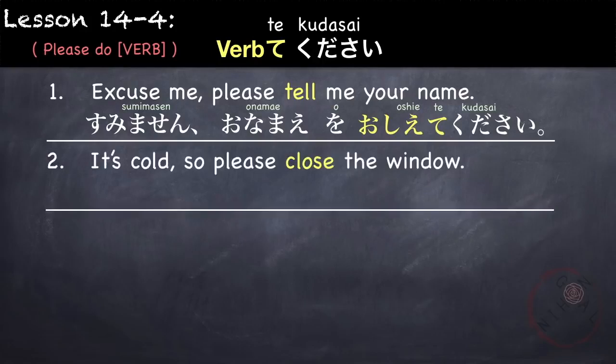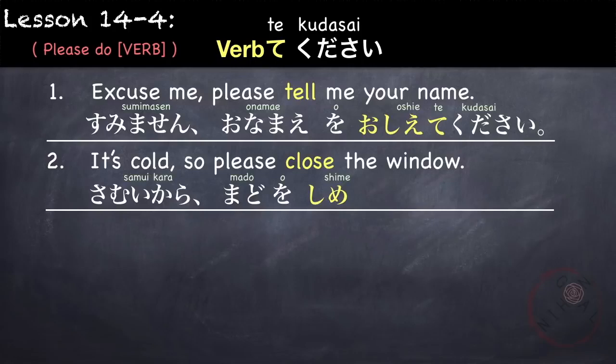It's cold, so please close the window. It's cold is samui kara. So, please close the window. Window is mado. Mado o close is shimemasu. We remove mas and replace that with te. Shimete. Followed by please. Kudasai. Samui kara mado o shimete kudasai.